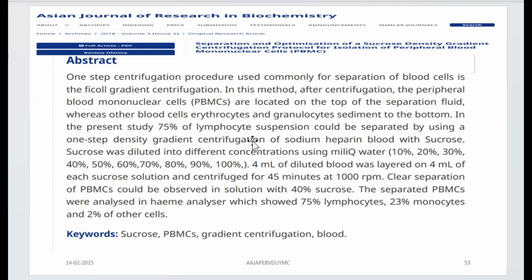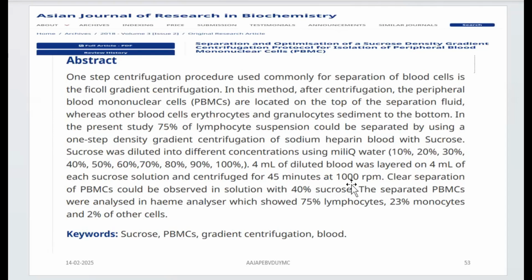They used sodium heparin blood. Heparin is an anticoagulant and sucrose is the gradient material. They used a 10% to 100% sucrose gradient, prepared by mixing various quantities of sugar and water, and 4 ml of diluted blood was layered on 4 ml of each sucrose solution and centrifuged. So there was a 10% gradient, a 20% one, a 30% one. That is how they did it, for 45 minutes at 1000 rpm.